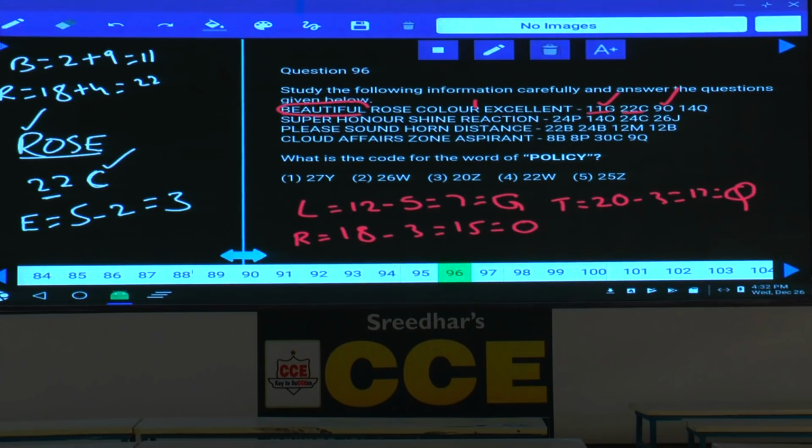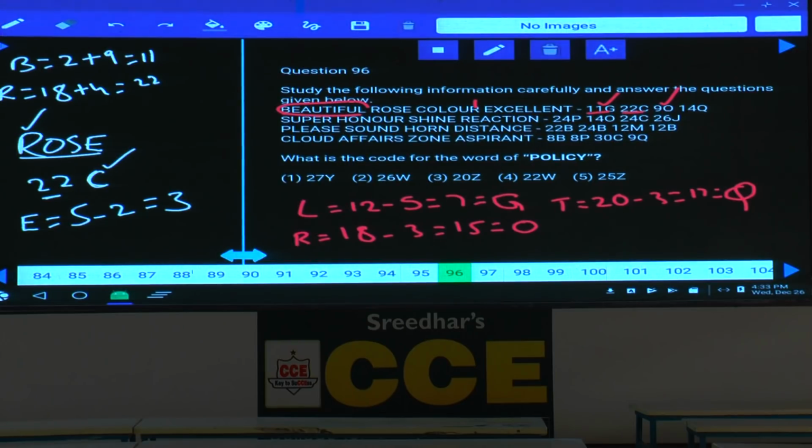Then question numbers 96 to 100. Done with this? Now all these 5 questions are based on the same logic and the same pattern. Now to the number, we should take the first letter value plus number of letters should be added, and to this letter, last letter value and the number of vowels should be subtracted from this one.